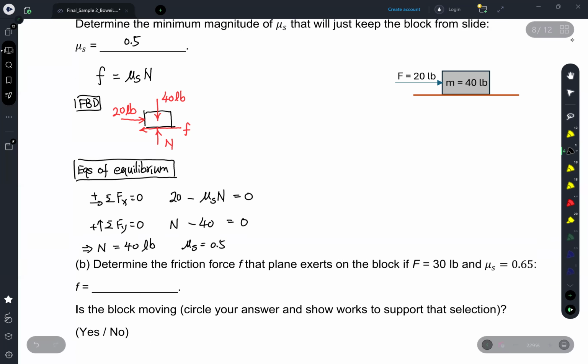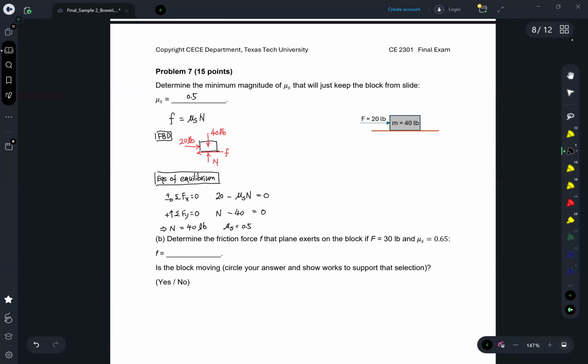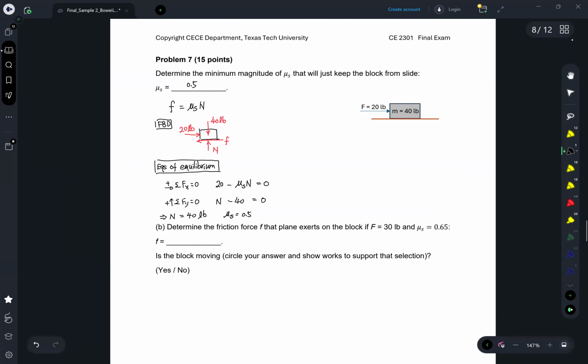Okay, so this is the first question. For the second question, we are required to determine the friction force that the plane exerts on the block, if the external force equals 30 pounds, and if the constant of static friction is 0.65 here.